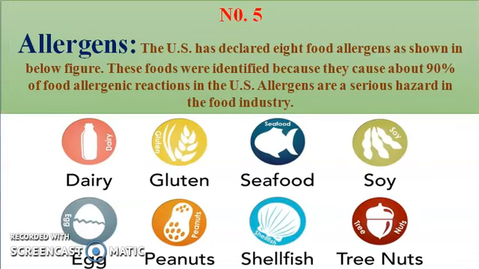Next hazard is allergens. Food allergy is the most prevailing disease, especially in the US. So the US has declared 8 food allergens as shown in the figure below: dairy, gluten, seafood, soya, egg, peanuts, shellfish, and tree nuts. These foods were identified because they cause about 90% of the food allergic reactions in the US.